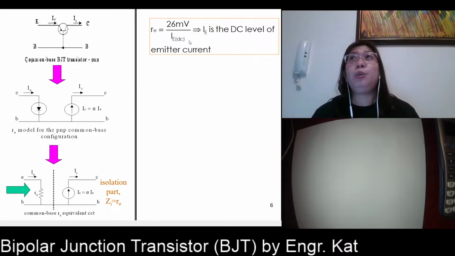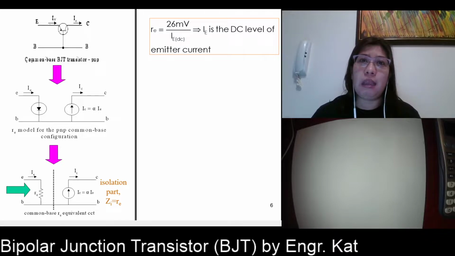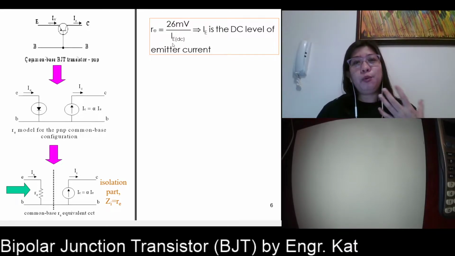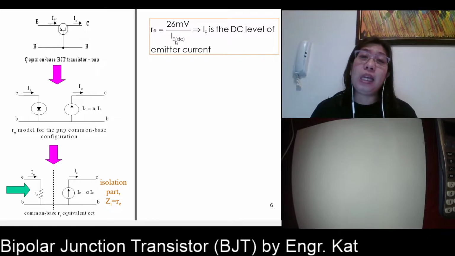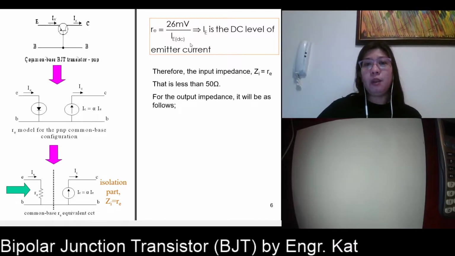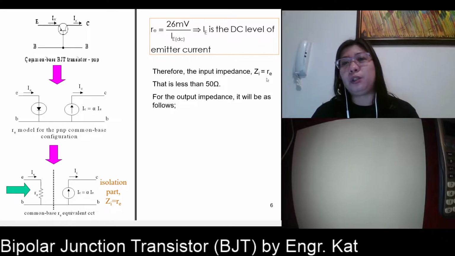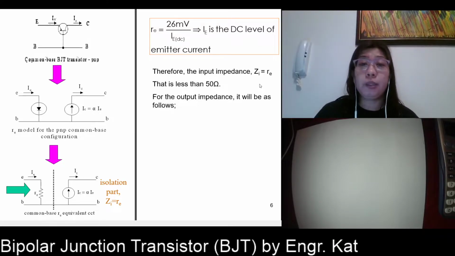So in this case, we can see that the DC analysis part is very important in the AC analysis part in solving for your re. Why? Because we need to solve first for your IE. So how do we solve for IE? We will be going back to your previous video regarding the DC analysis. Okay, so therefore, the input impedance or Zi is equal to re. Usually, re is a very, very small value.